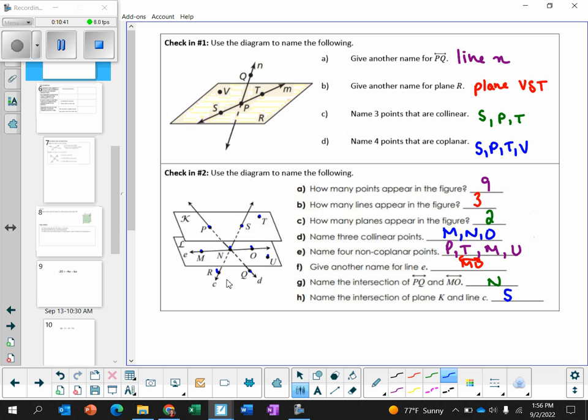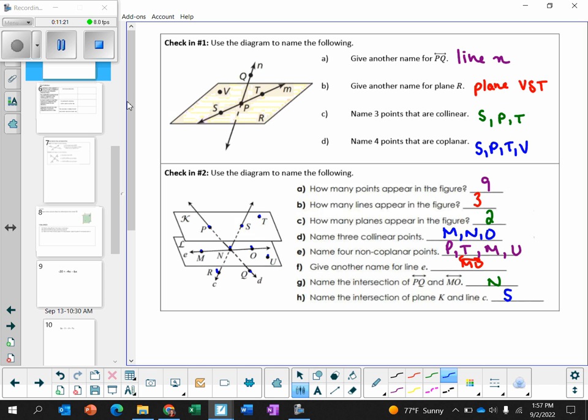Now here we can have some different answers again. 3 collinear points would be M, N, and O. For non-coplanar points, I picked P, T, which are on the same plane, and then M and U, which are on the same plane, but different planes from each other. For part F, give another name for line E. I chose line MO, could have anything with an N in it also. For G, name the intersection of line PQ and line MO, that was point N. And the intersection of plane K and line C was point S.